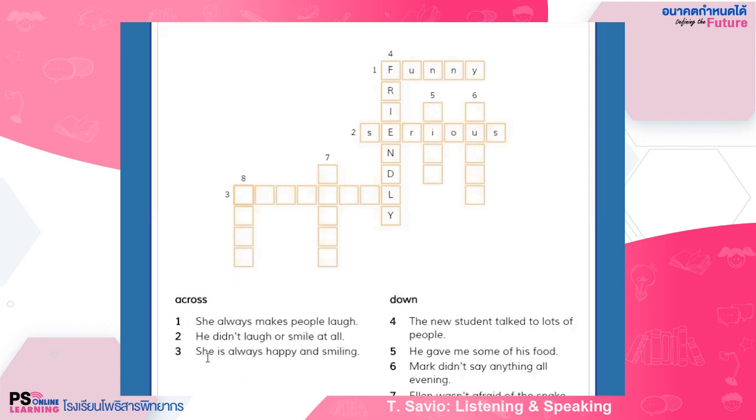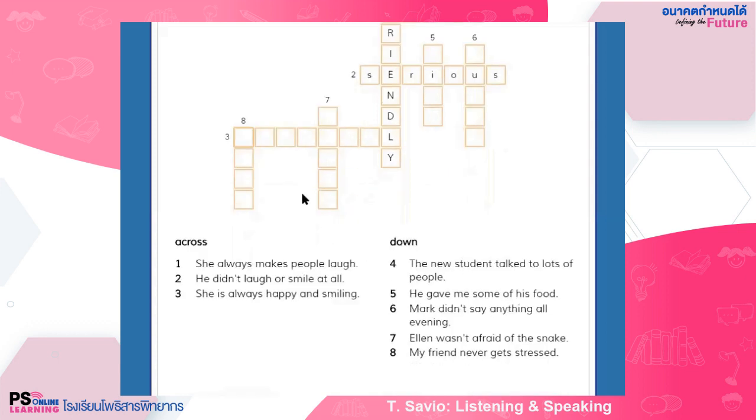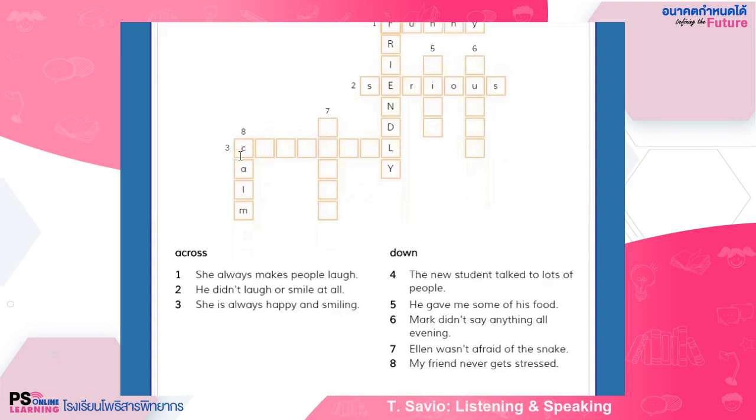Okay. Number 3, she is always happy and smiling. Ending in letter L. Okay, let's keep this for later. It's quite a big word. Let's look at 8 down. My friend never gets stressed. So that will be calm. And number 3 across, she is always happy and smiling. Cheerful.